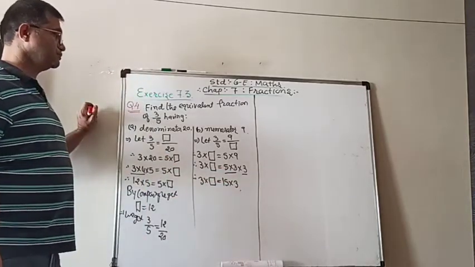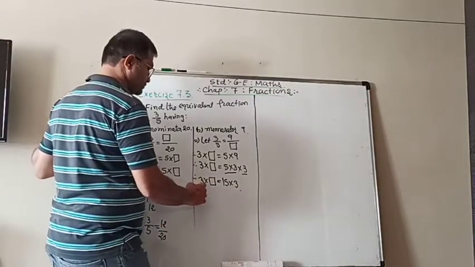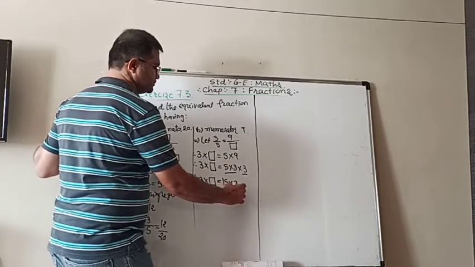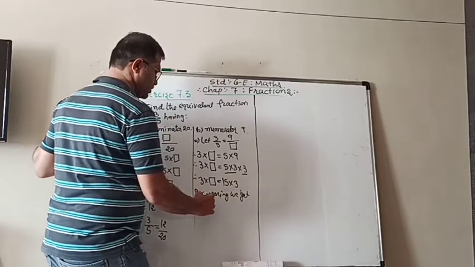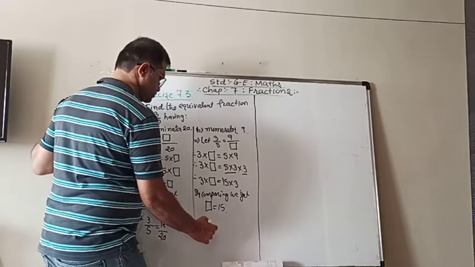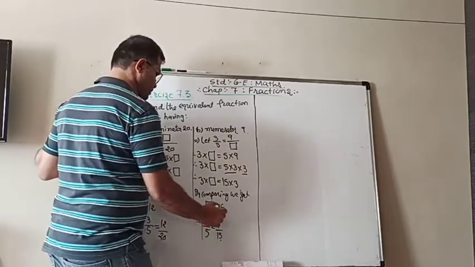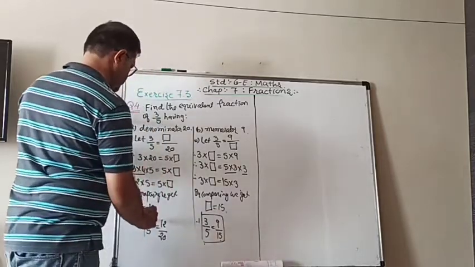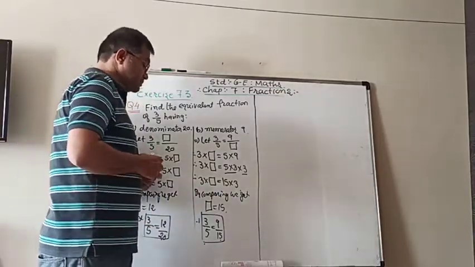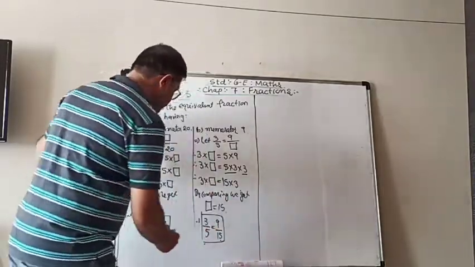So now comparison. So by comparing, we get box is equal to 15. Therefore 3 upon 5 is equal to 9 upon 15. So that way we get the equivalent fraction. So now C and D you can do for homework.